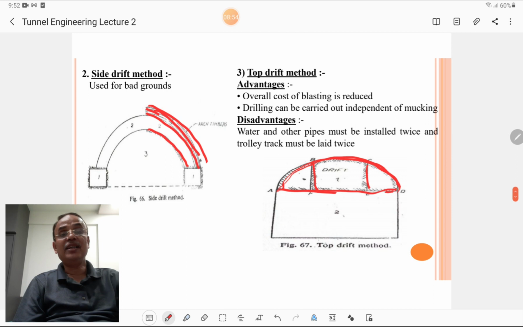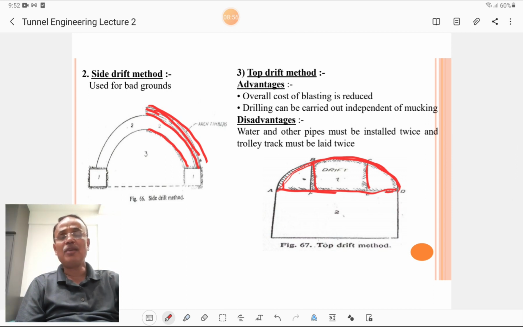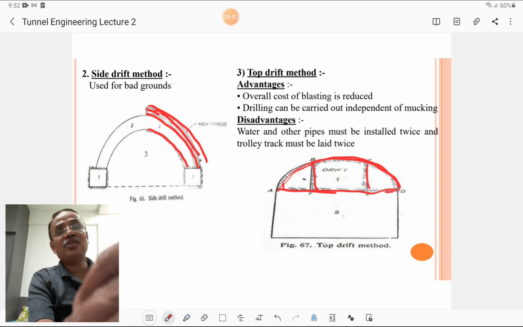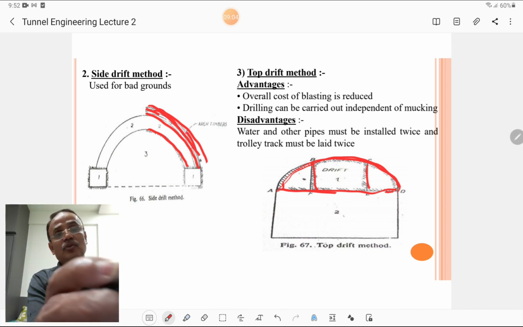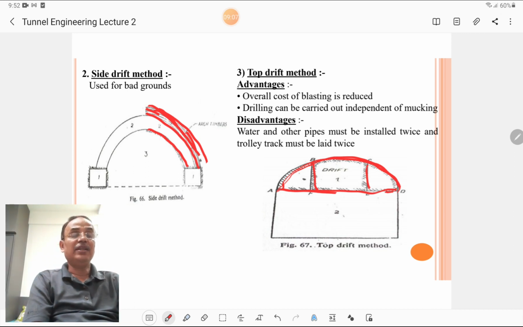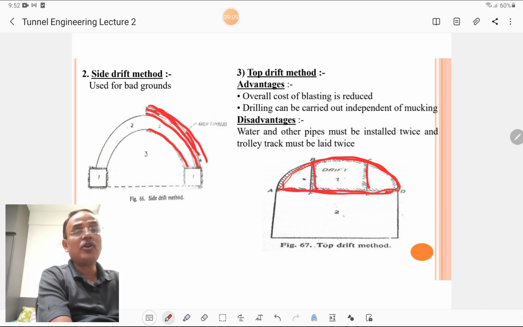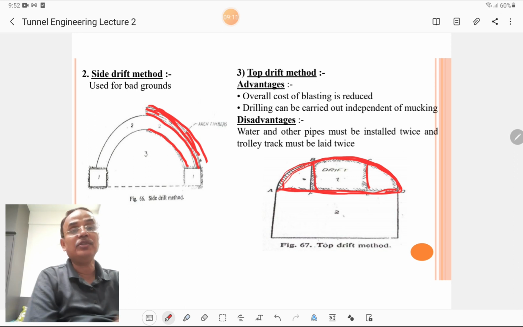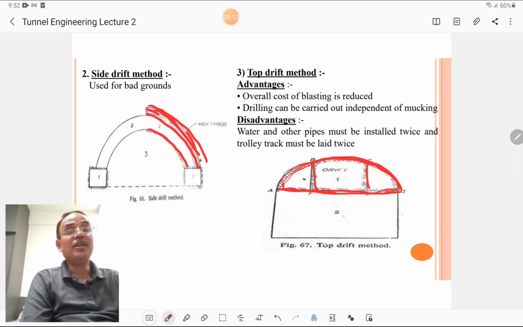Then the side drift method. It is used for bad grounds or unstable grounds where the ground is not good, and such a side is supported by arch timbers. Top drift method. This is the top portion.